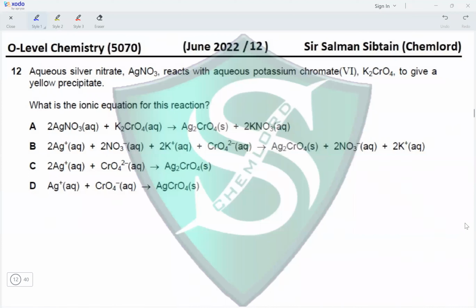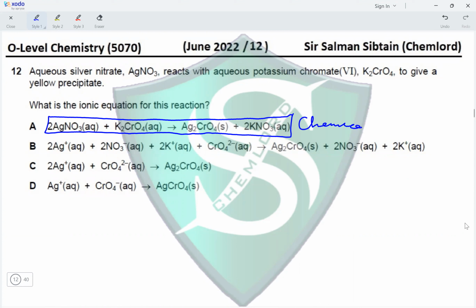Question 12. Aqueous silver nitrate reacts with aqueous potassium chromate to give a yellow precipitate. What is the ionic equation for this reaction? Okay, the first one is 2AgNO3 plus K2CrO4 gives Ag2CrO4 plus 2KNO3. There is nothing wrong with this equation. This equation is 100% correct, but this is the chemical equation for this reaction, and they have asked for the ionic equation. So because this is not the ionic equation, option A would be incorrect.